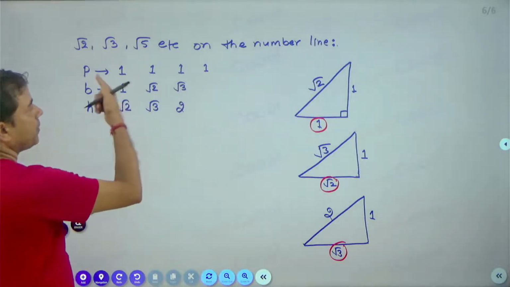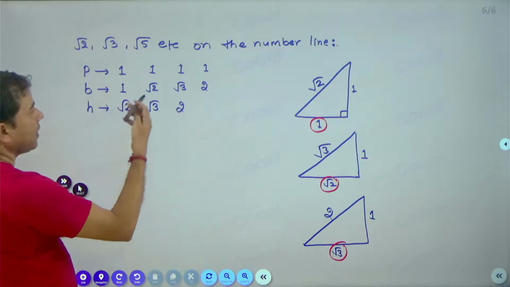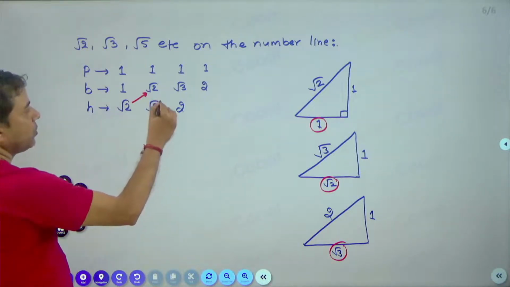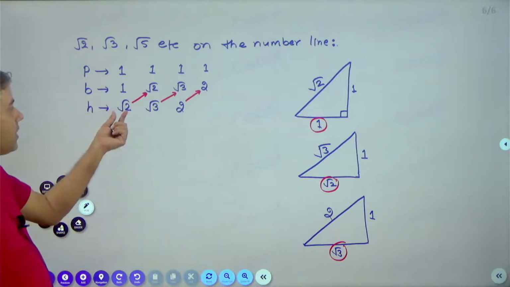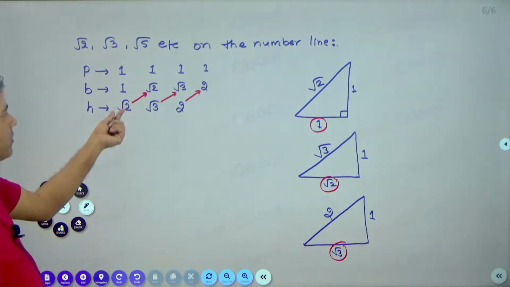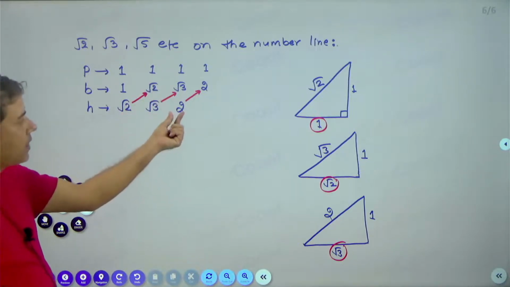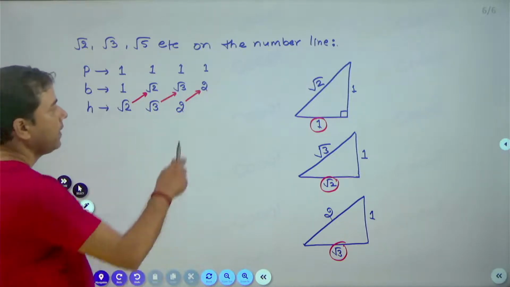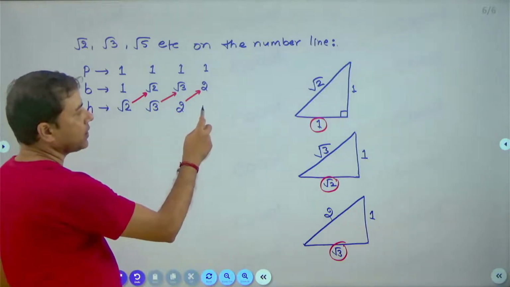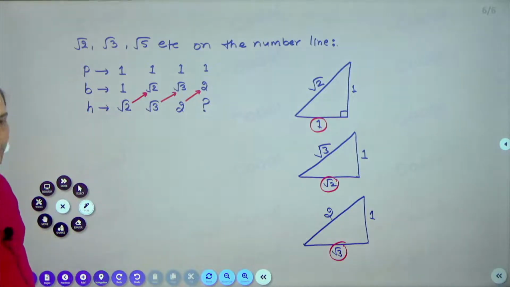Now we again continue further. 1 unit perpendicular, base 2 units this time. Notice what I am doing. Root 2, root 3, 2. The previous step's hypotenuse becomes the base in the next step. Yes. Now guess what is the hypotenuse in this step? Root 5. Root 5, right?